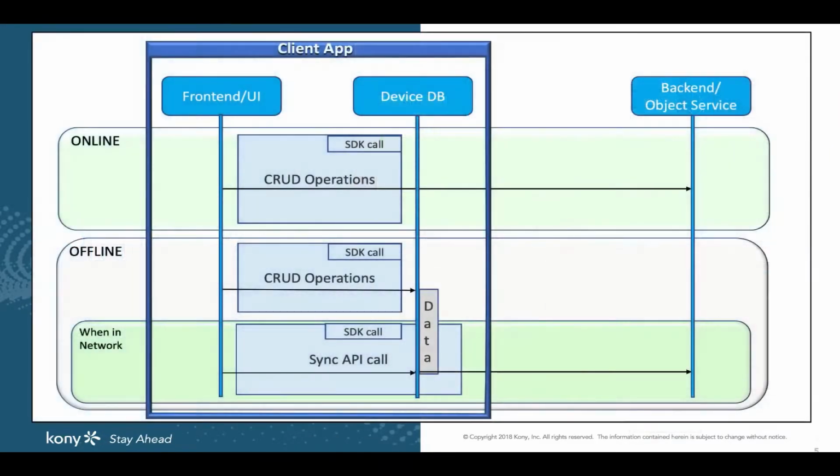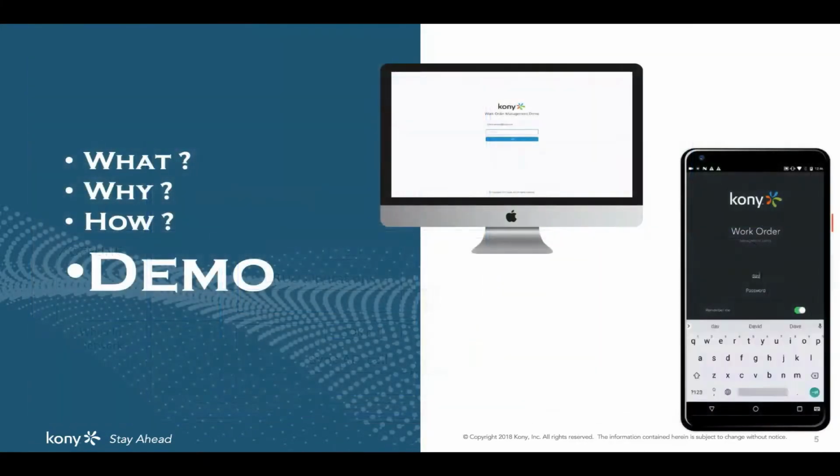So how is it different from online? In online mode, data is sent directly from client app to backend using SDK calls. All the create, read, update and delete operations happen directly between the client app and backend. Whereas in offline mode, these operations happen between the client app and a local database that is stored on the mobile device itself. So when the device does not have network connectivity, all the data is stored in the device DB. And once the device gets network, the client app makes a sync API call which sends all data stored in the device DB to backend.